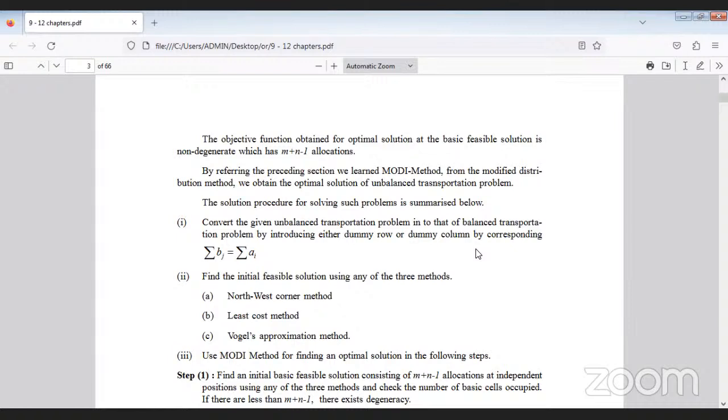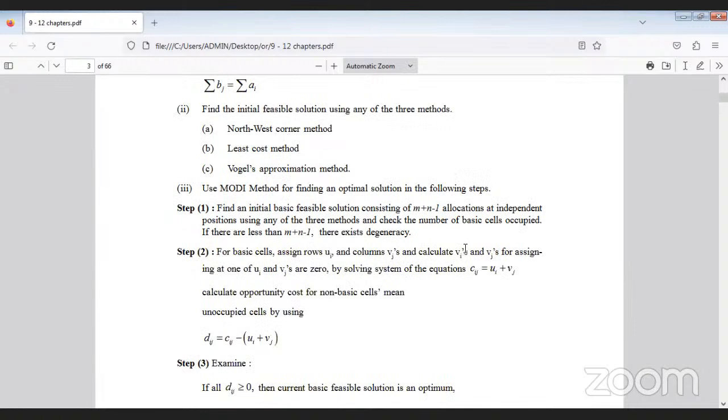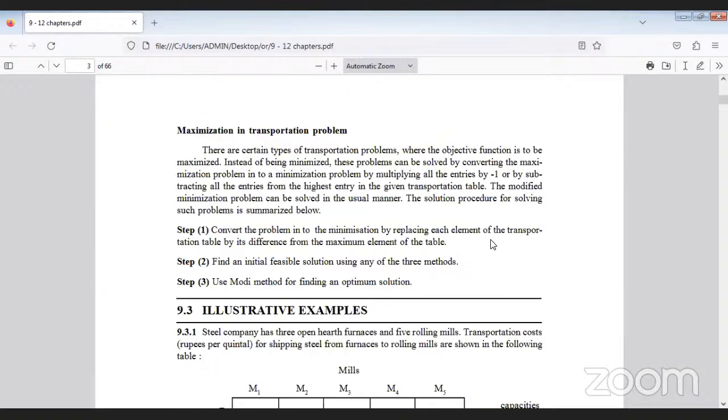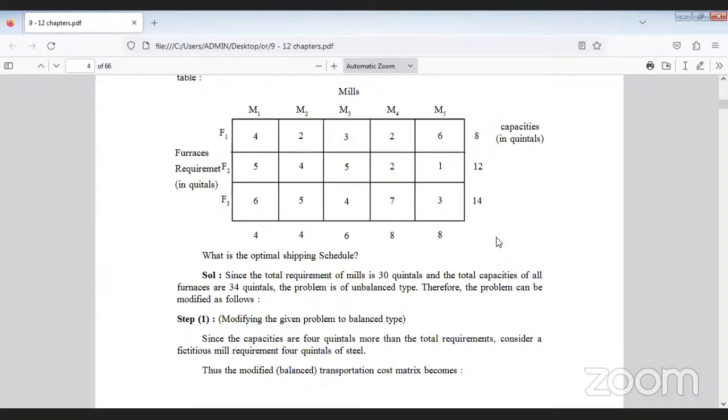By referring to the preceding selection, learn the MODI method and the distribution method; we obtain the optimal solution for unbalanced transportation problems also. This is done with a dummy row or dummy column, so that summation of bj equals summation of ai. Finding the feasible solution uses the three methods: northwest corner, least cost, and Vogel's approximation method, and then the MODI method. So we have to find these values from this. Therefore, the illustrative examples here.